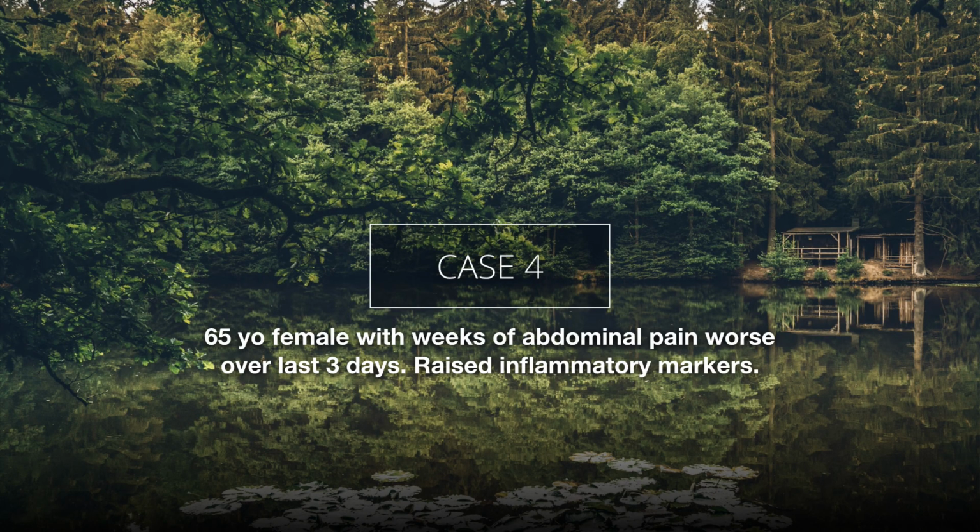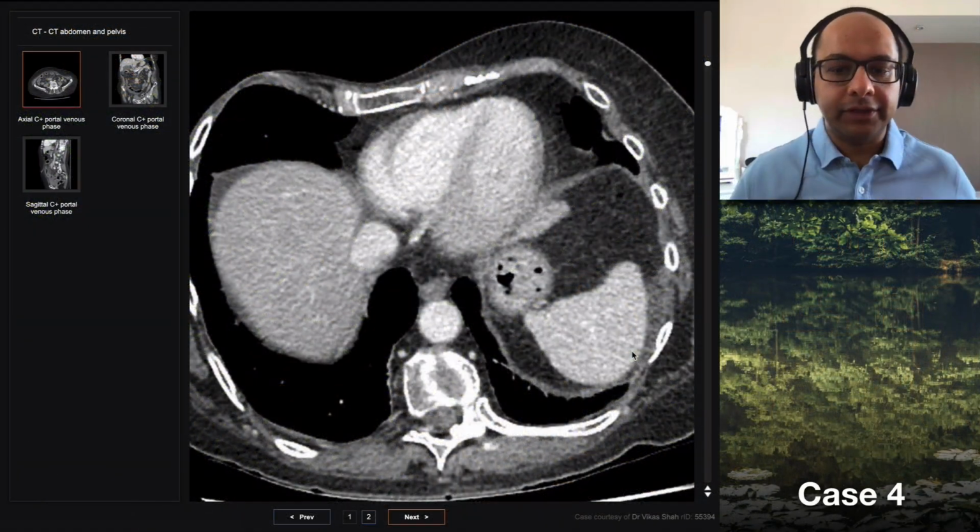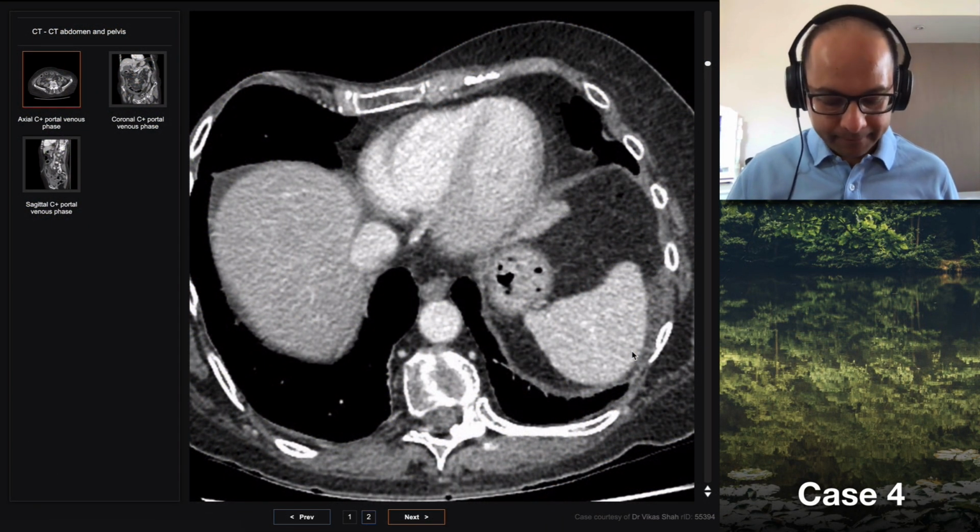Case 4 is a 65-year-old woman who's had several weeks now of increasing abdominal pain, but much worse in the last few days, and that's triggered her admission to hospital. She's tender all over with raised inflammatory markers. So do you want to talk us through this one?